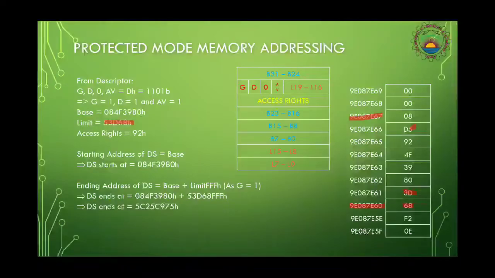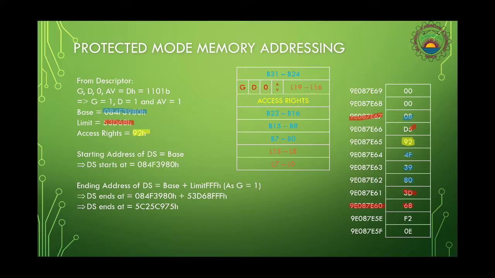Now we have to locate the base value. So this 80 is base, 39 is base, 4F is base, and this 08 is base. So the total value for base is this one, 084F3980 hex. Now we have to locate the value for the access byte. That is the value 92, so 92 is for the access byte.